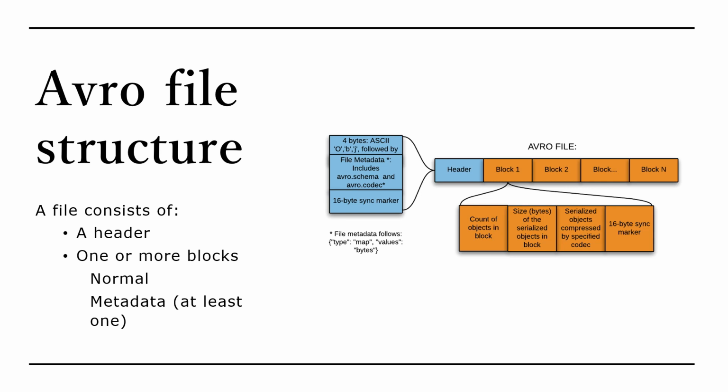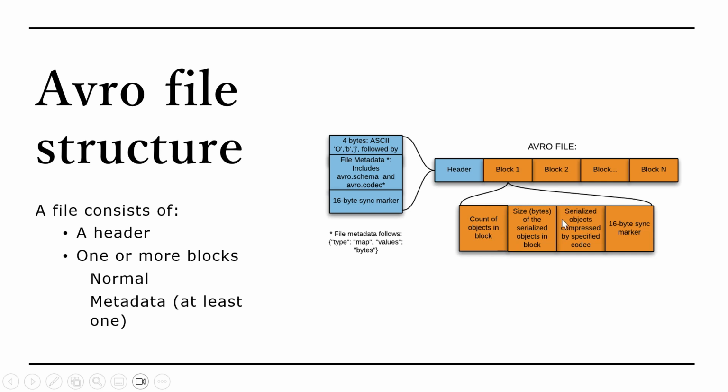You will have one or more blocks of normal metadata, at least one block, which means you will have a header, and you will have multiple blocks of data. Each block will then have the count of the objects that are there, the size of the serialized object, and then there is a marker. And the header, of course, will have some metadata about the Avro schema and codec. But typically, this is how an Avro file would look like.